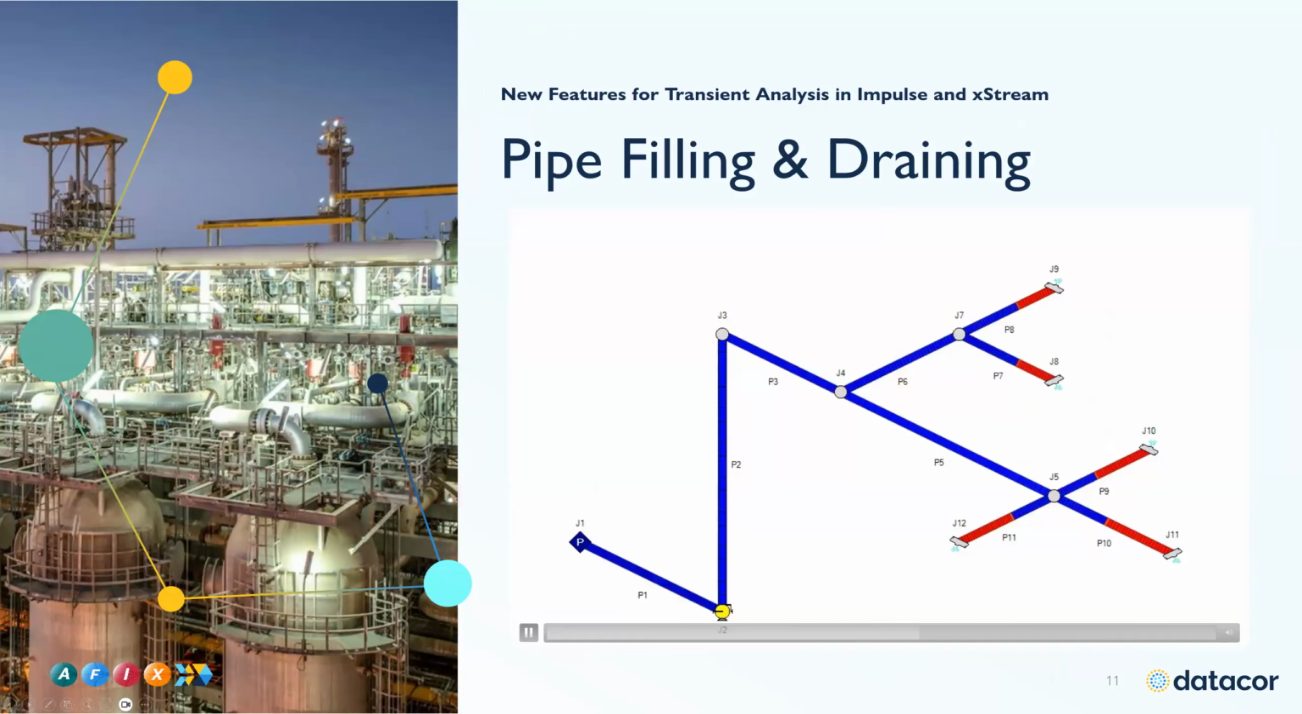This next feature is pipe filling and draining, which is Impulse specific, and it models the propagation of gases and liquids throughout your piping network. It's really beyond the scope of the current webinar, but we covered it in our previous webinar, Predict Filling and Draining Transients with Confidence, if you want to check that out.